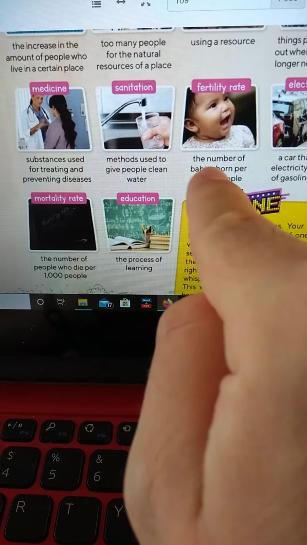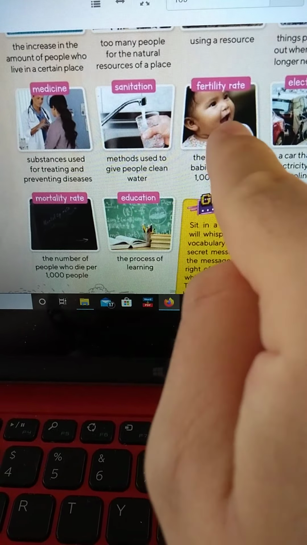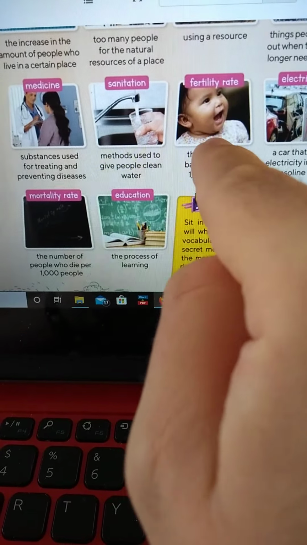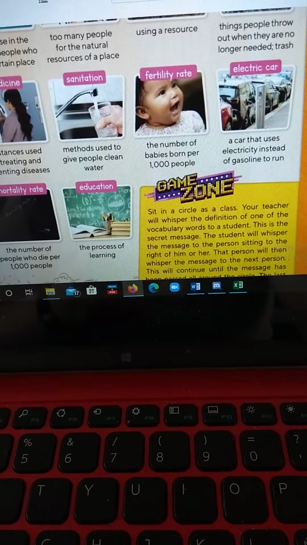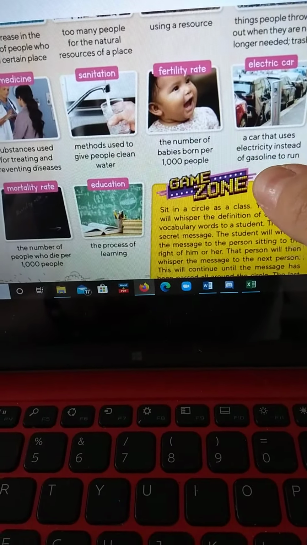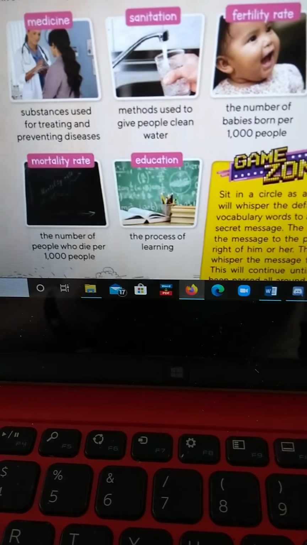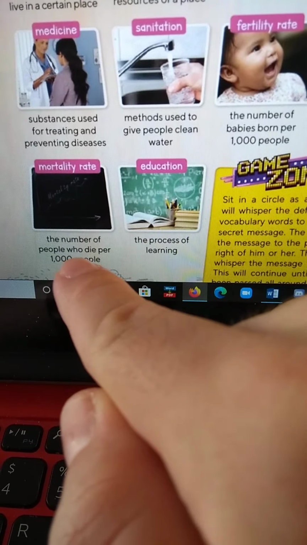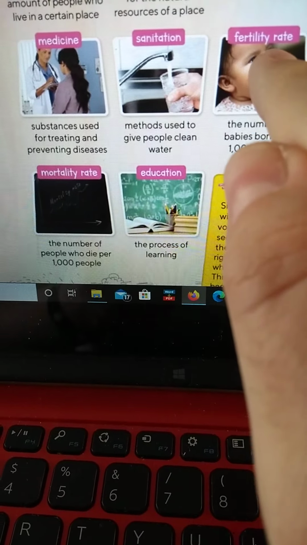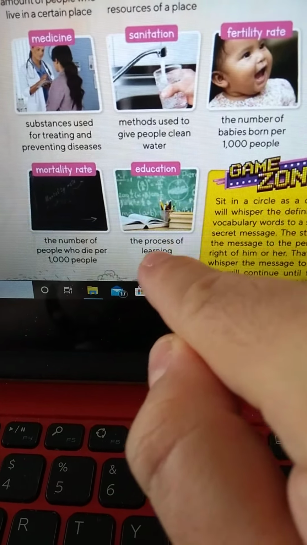Fertility rate, the number of babies born per 1,000 people. So fertility rate is how fertile a population is, how many babies there are. Electric car, a car that uses electricity instead of gasoline to run. Then you have mortality rate, the number of people who die per 1,000 people. So how many are born and how many die in a period of time. Education, the process of learning.